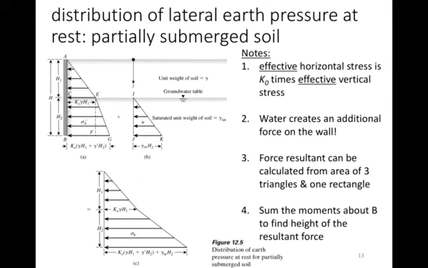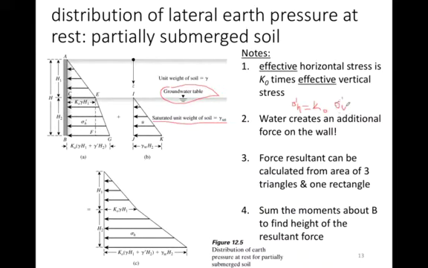If the soil is partially submerged in water, then it's going to change the shape of the distribution of pressure pushing on the wall. In this case, the water is here, and this top half is dry, so it acts just like we said, a triangular distribution. But now we have this water pressure, and here's the saturated unit weight of water. This is the pressure of the water, and now the change in shape looks like this for the part that's saturated. Typically, the effective horizontal stress is K naught times the effective vertical stress. That just means that K naught is the ratio between the horizontal and the vertical stress.